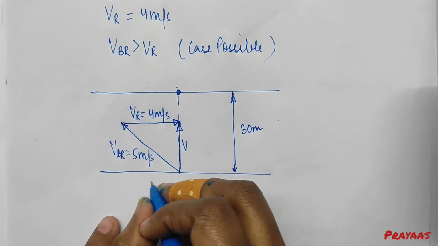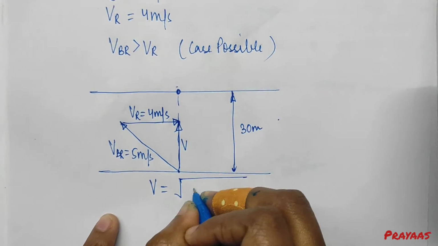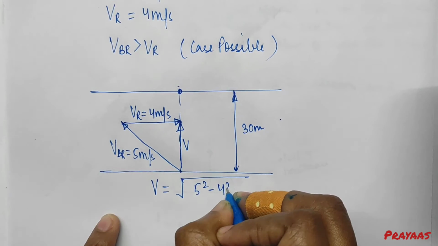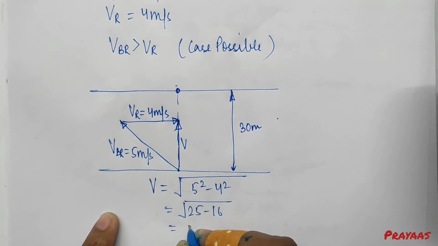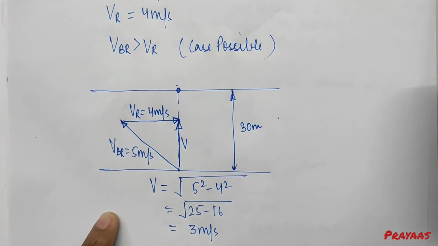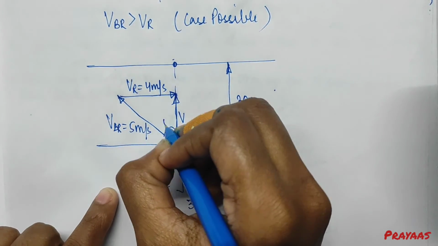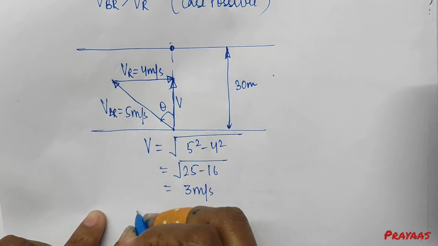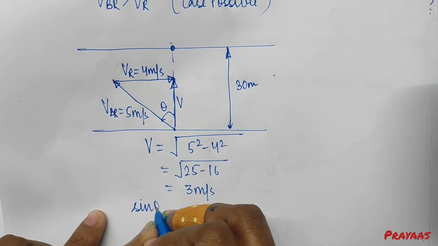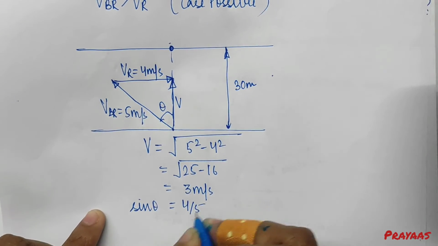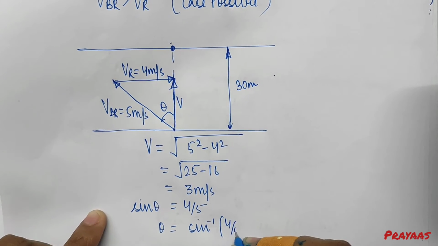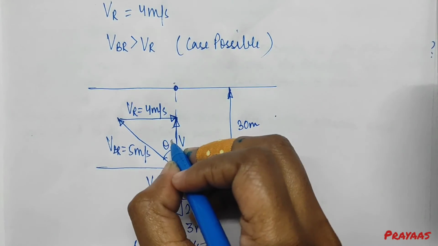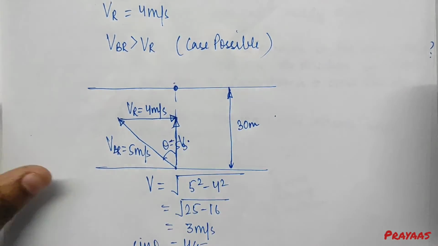So the net velocity of the boatman will come out to be the square root of 5 square minus 4 square, that is 25 minus 16, which will come out to be 3 meter per second. For calculating this angle theta over here, sin theta is equal to 4 by 5. So theta will come out to be sin inverse 4 by 5, that is 53 degrees. So this angle theta over here is 53 degrees.